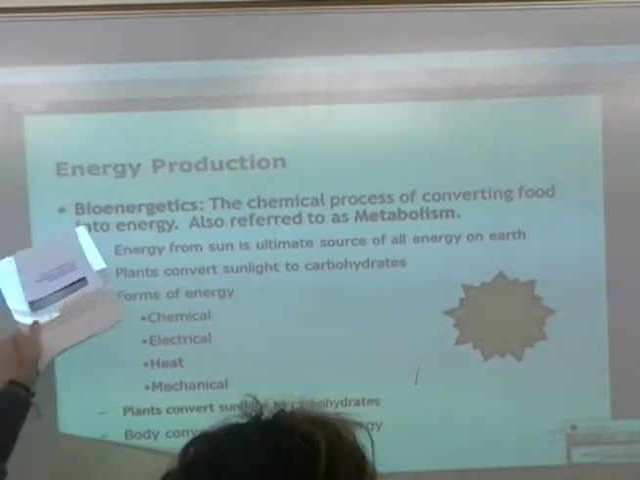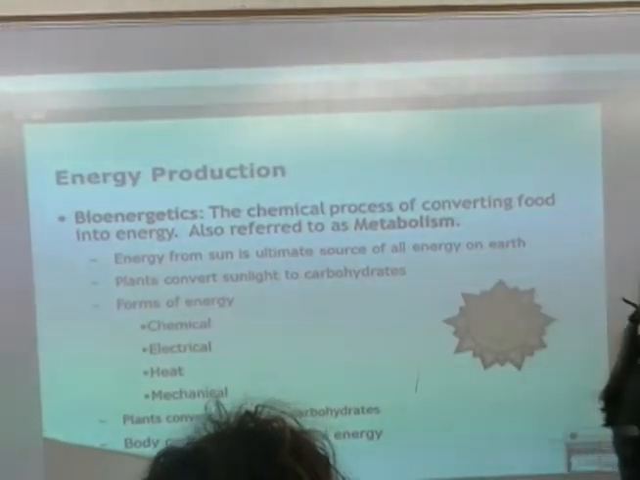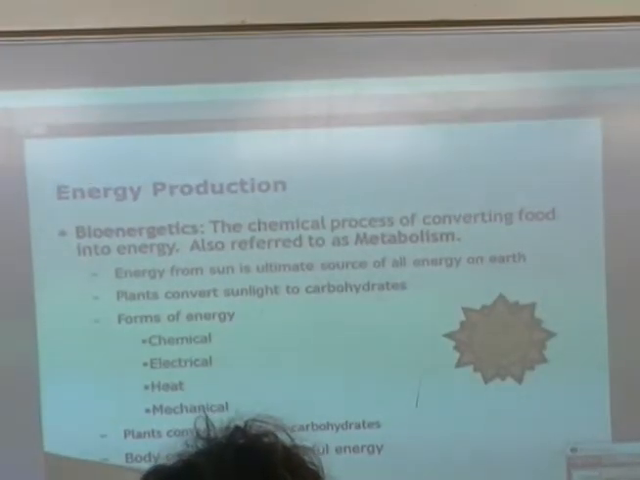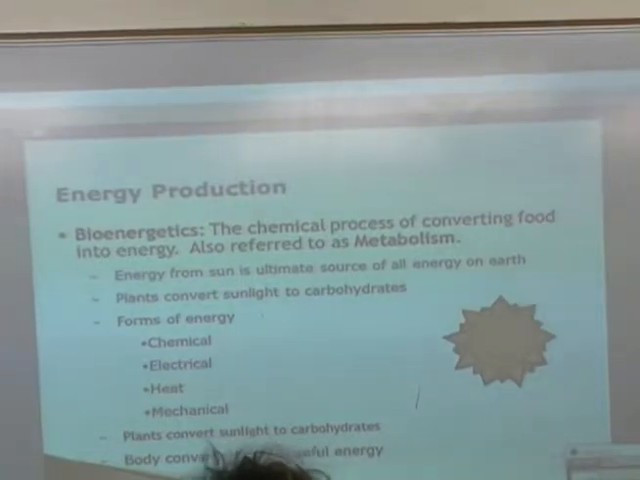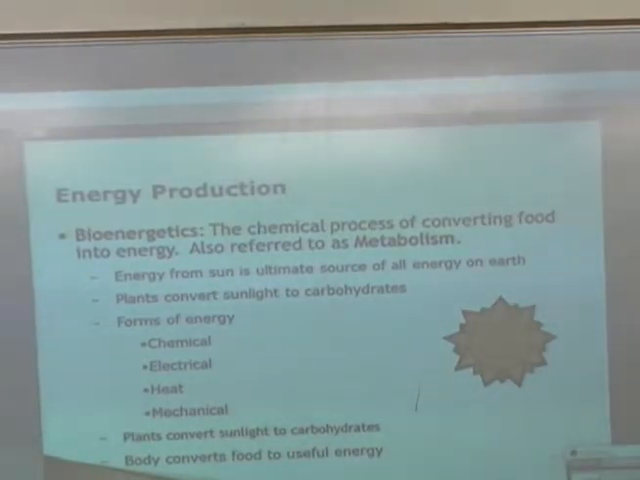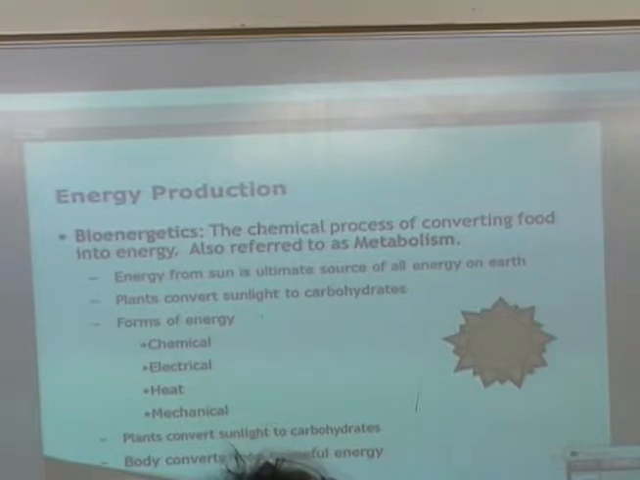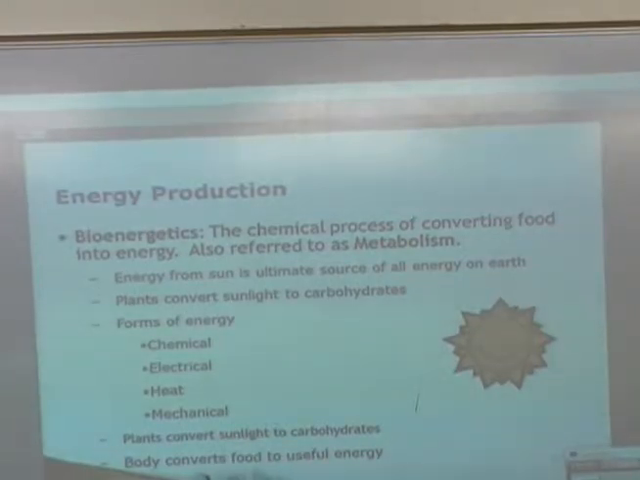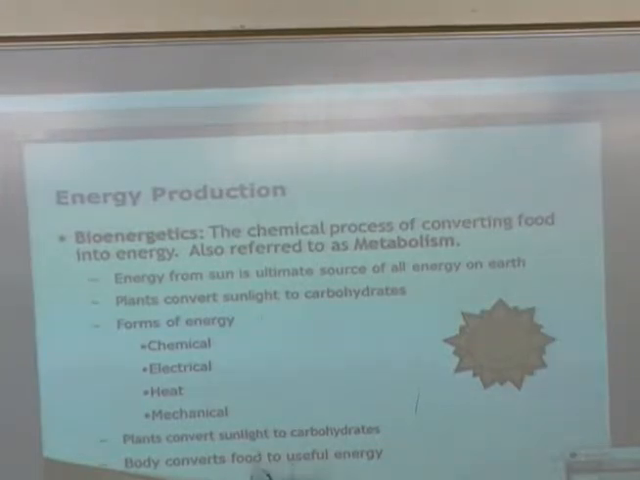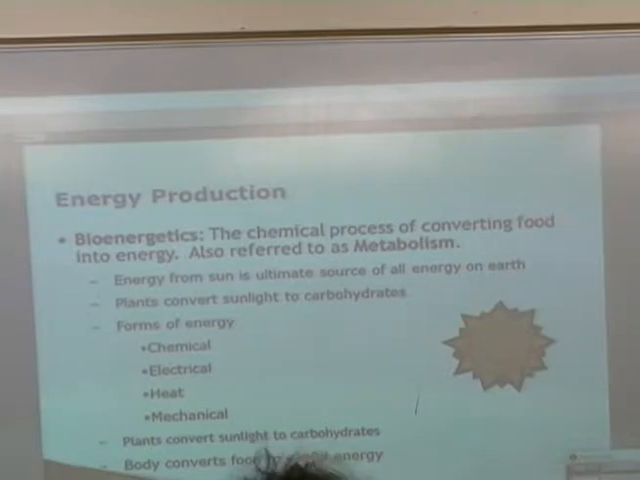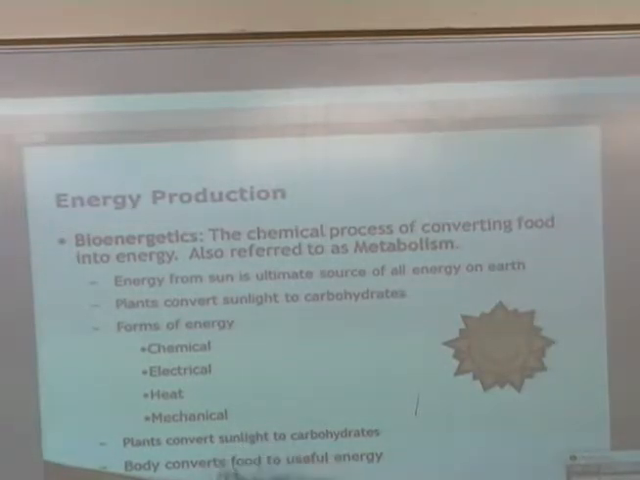So bioenergetics and metabolism are generally considered interchangeable terms, right? And the idea is that they are the chemical process of taking the energy bonds from the foods that we eat and turning it into usable energy within the body. All right?